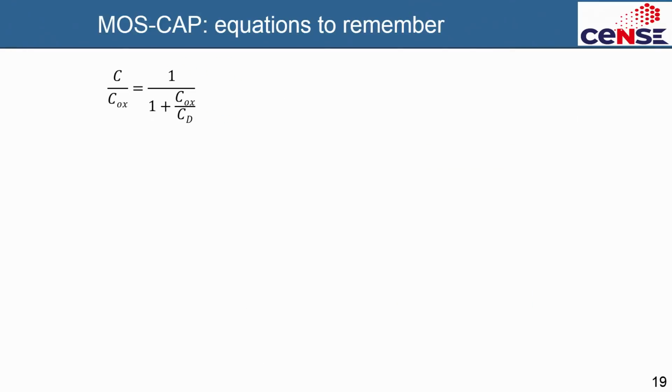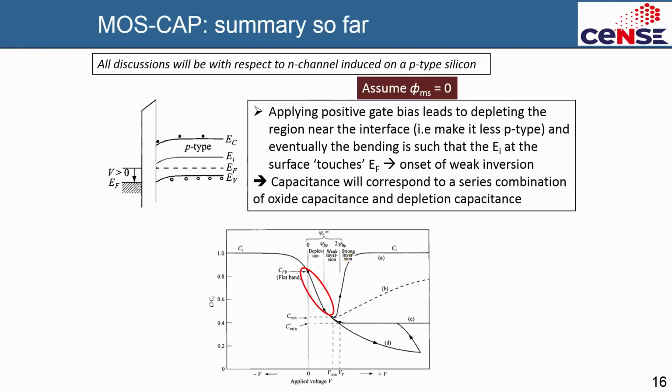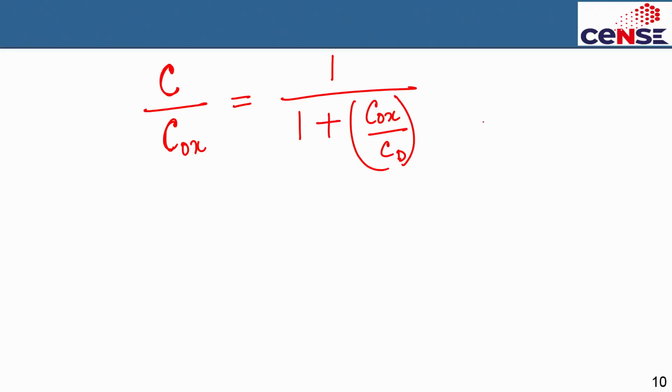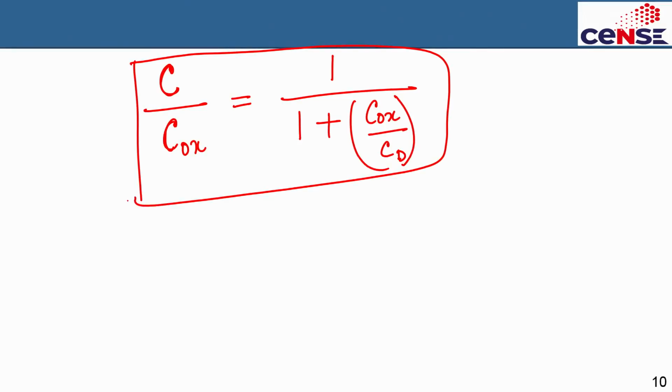Eventually we will have to go through this equation here. So this is the total capacitance of the system, and this is the oxide capacitance. That is equal to 1 plus C_ox by C_depletion. Essentially this is true not only for inversion, this is true for all circumstances.